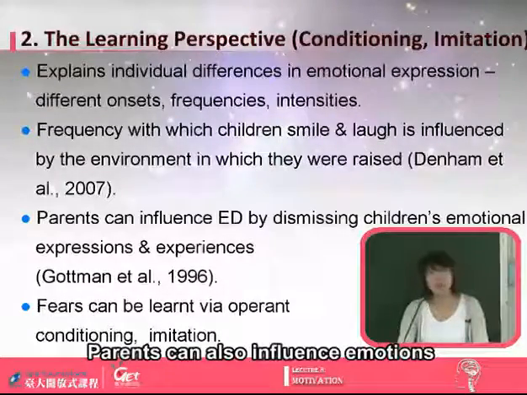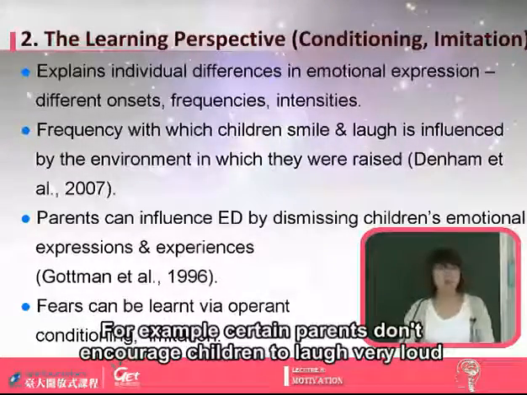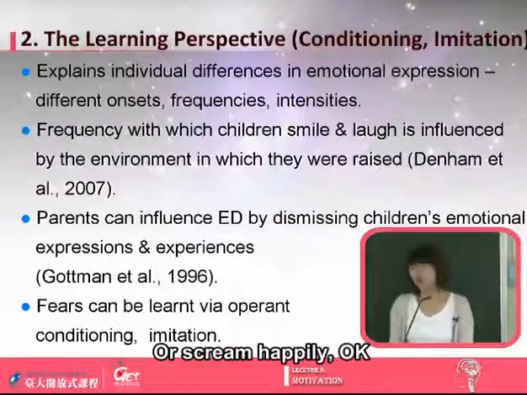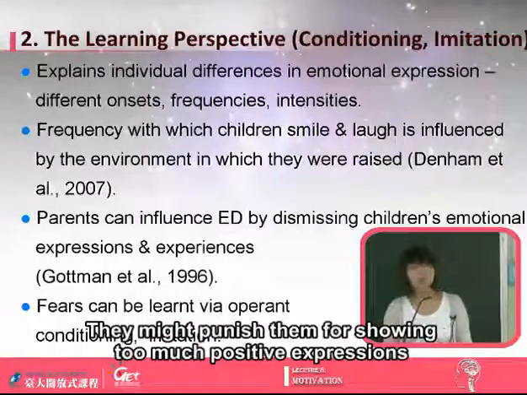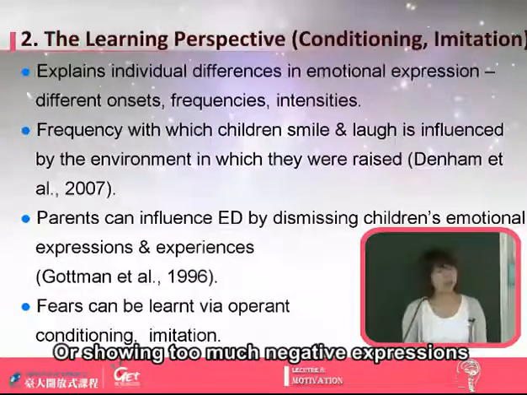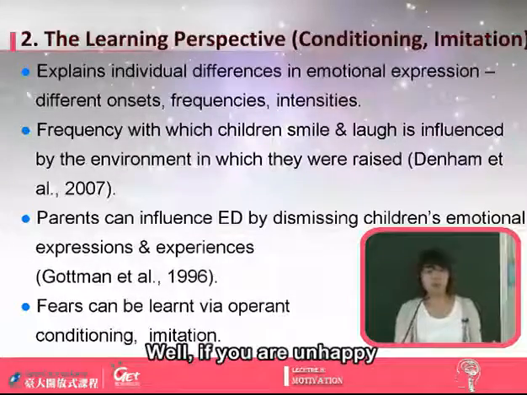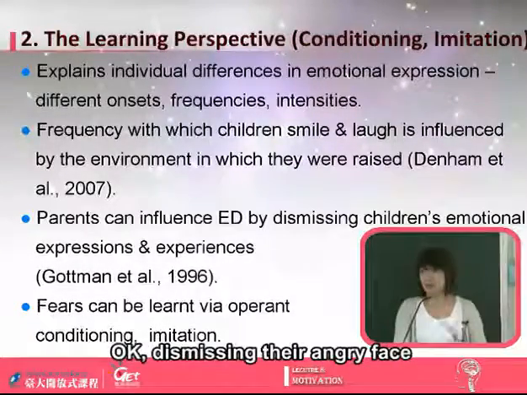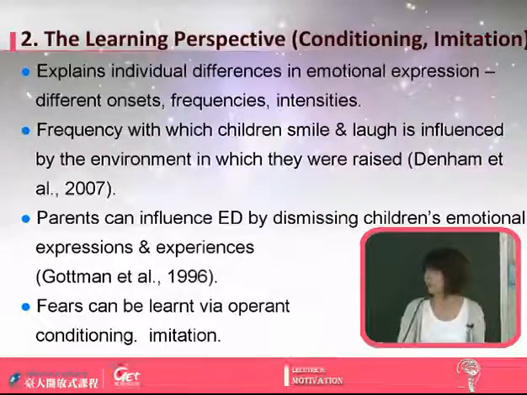Parents can also influence emotions by dismissing emotional expressions and experiences. For example, certain parents don't encourage children to laugh very loud or scream happily. They might be told off. They might be punished for showing too many positive expressions or too many negative expressions. For example, a parent might say, well, if you're unhappy, don't show me your angry face. Dismissing their angry face, inhibiting their negative expressions.